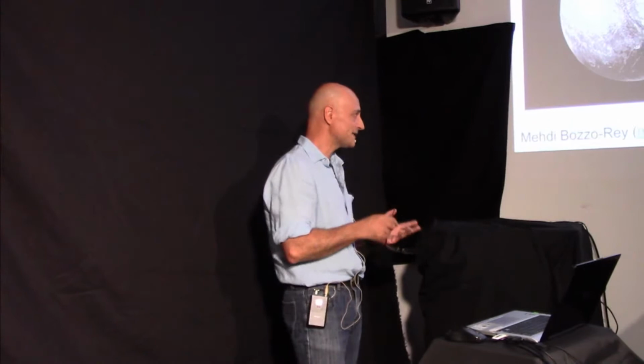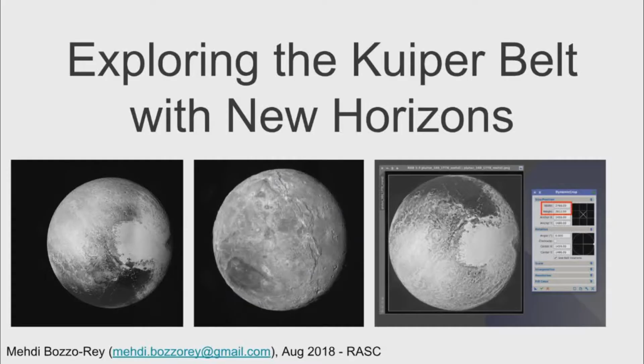So tonight, I'm going to talk about publicly available data. That's the one from the New Horizons mission about the solar system, Pluto, Charon, and the Kuiper Belt. So you can see on the left, that's a mosaic of Pluto made from the data from the New Horizons spacecraft. In the middle, it's Charon, and on the right, it's a screenshot when I was doing some measurement to calculate the diameter of Pluto.